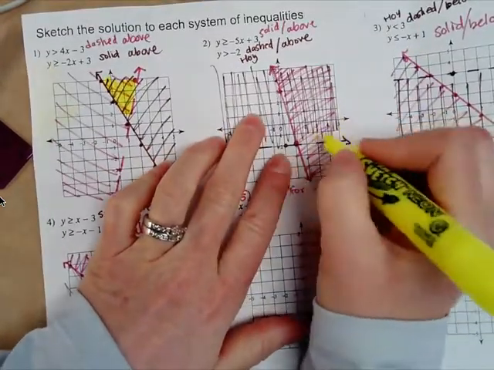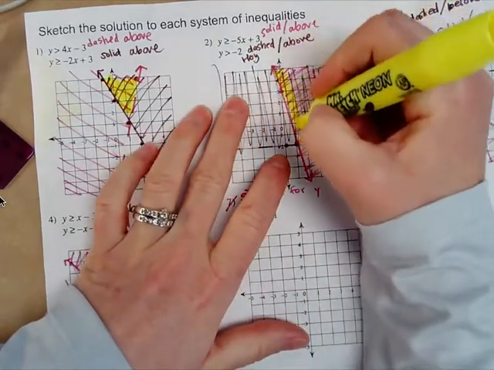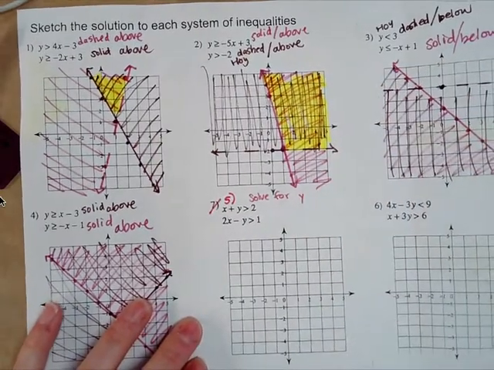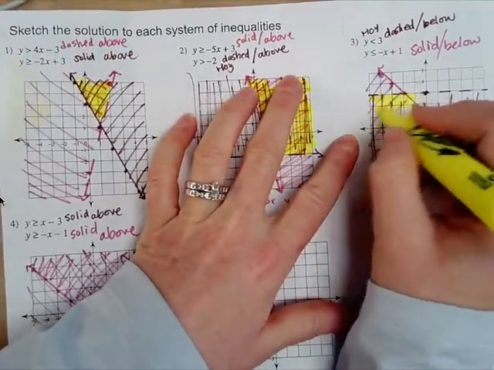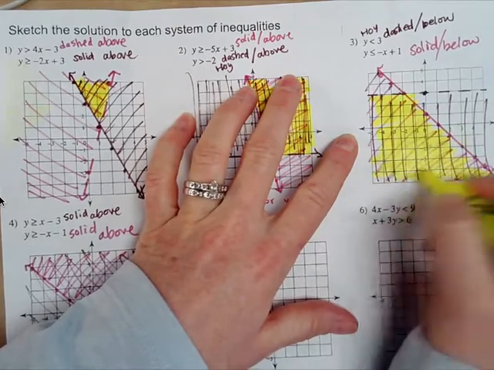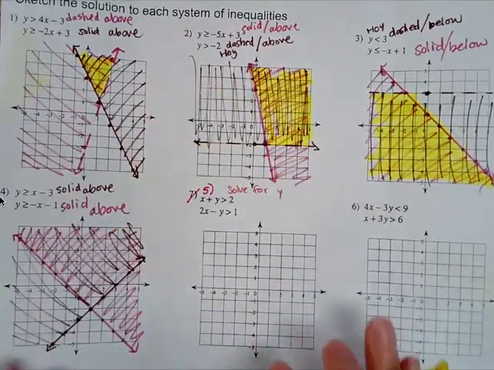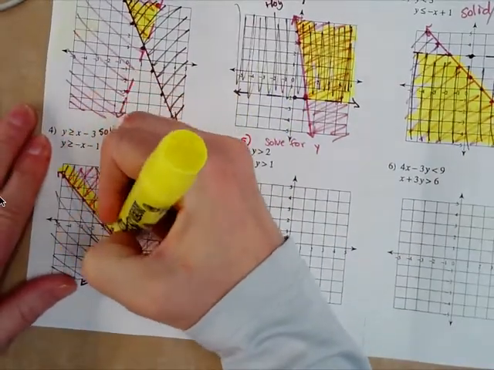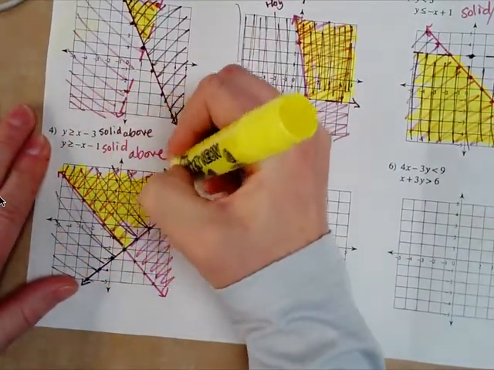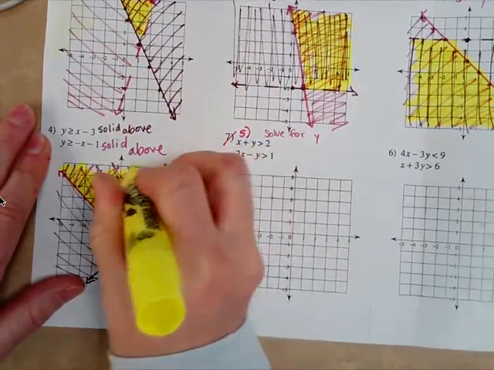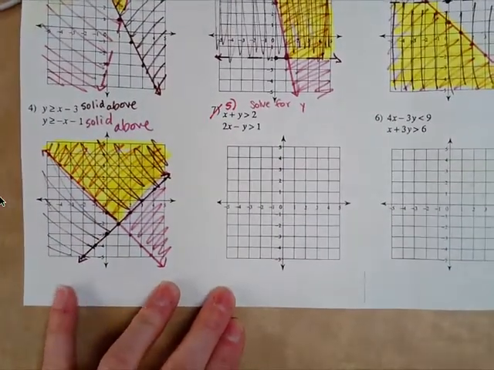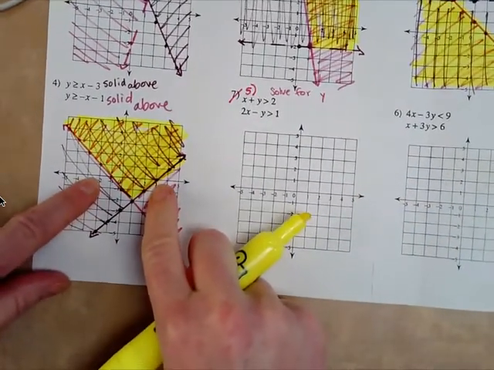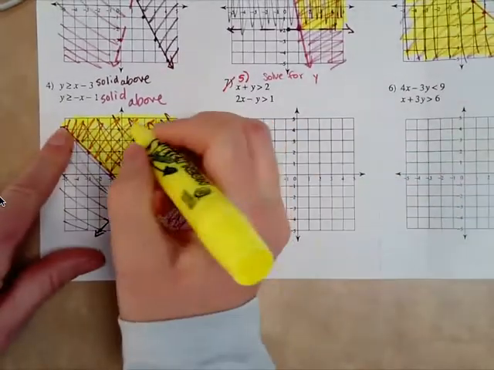This one would be here. That's your double shaded area. Here. It's your double shaded area. And then right here. So any point inside that double shaded area or on a solid line. Both of these are actually solid, so on the solid line plus the shaded.